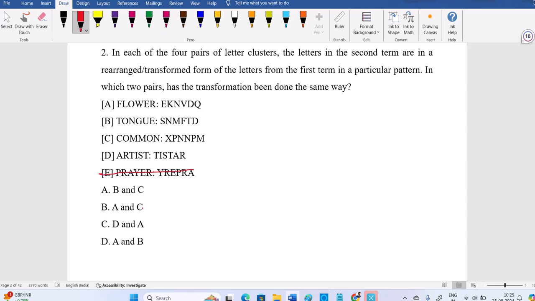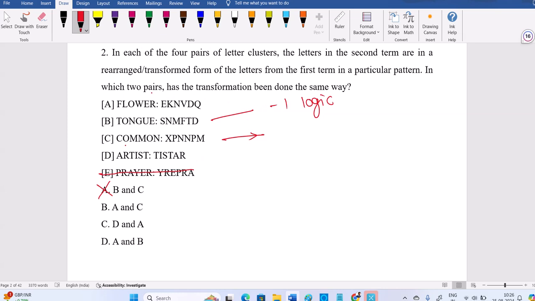See, I repeat, what you have to do is select the pairs where both of them follow the same logic. Let us say you are going with B and C. If you observe B, the logic is like minus 1. T's previous letter is S, O's previous letter is N, G's previous is F, U's previous is T. Minus 1 logic is followed by option B. We'll try C. C is not minus 1 logic. C and X, it's not minus 1 logic. So this is a different one. So it's not the B and C combination. Out. Next, they've given A and C combination. A is actually what logic?